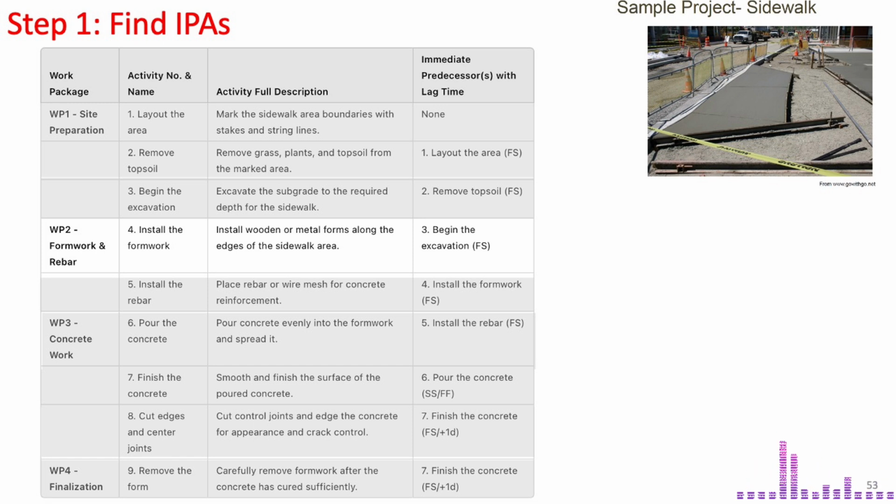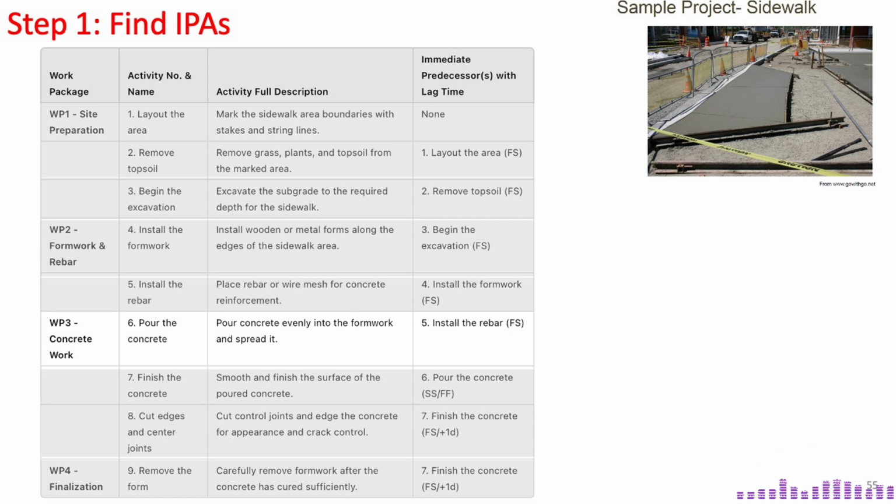Activity 5, install the rebar, involves placing steel reinforcement inside the formwork to strengthen the concrete. This step requires the formwork to be in place. So activity 4 is the immediate predecessor, connected by FS logic. Now, activity 6, pour the concrete. Fresh concrete is poured into the formwork over the rebar. This step is dependent on the rebar installation. Thus, activity 5 is the immediate predecessor with FS logic.